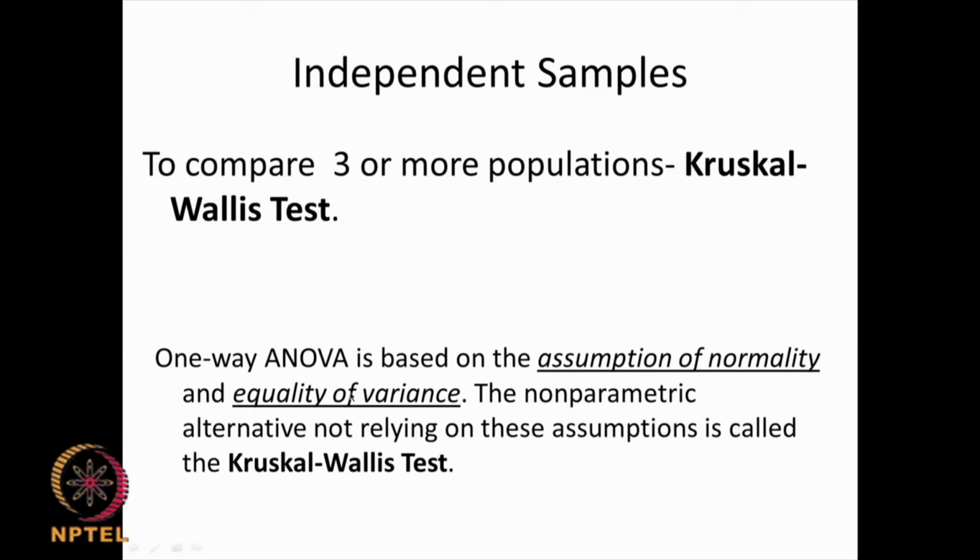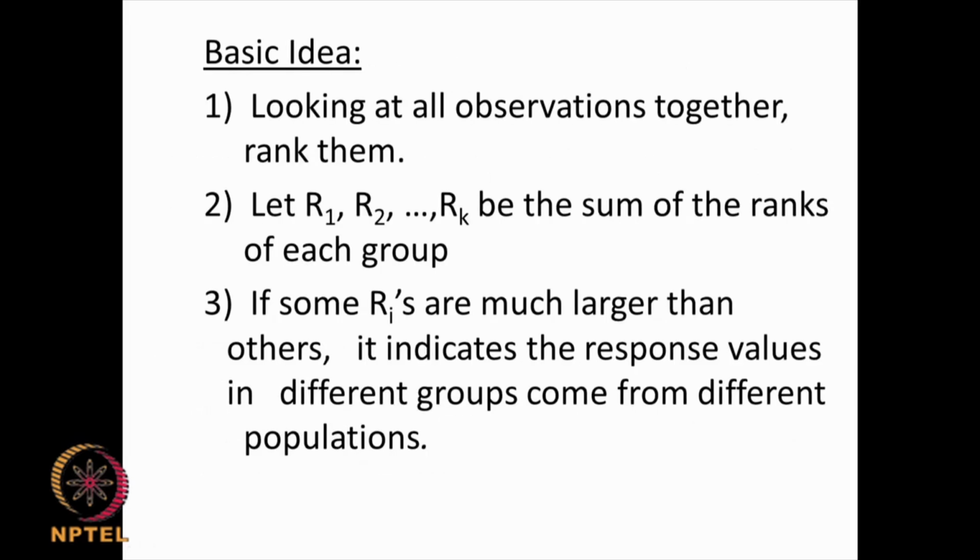But if we are having 3 or more populations, then we resort to something called Kruskal-Wallis test. Because one way ANOVA generally assumes normality and homogeneity of variance, so in a non-parametric situation we use this particular test. So, what does it do? It looks at all the observations and then ranks them, and once it ranks them we will sum up each of the group ranks.